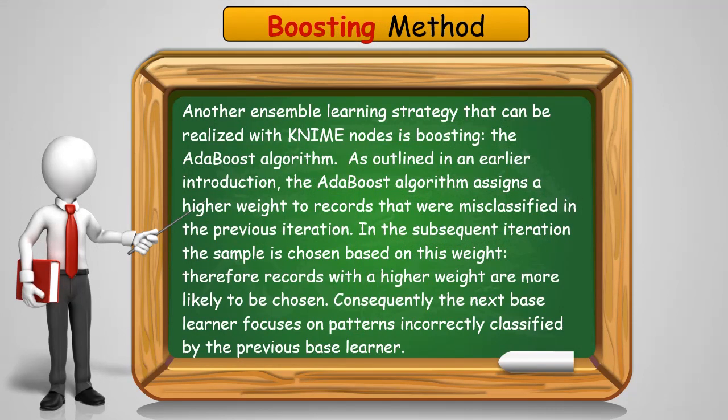Another ensemble learning strategy that can be used with Knime is boosting. The AdaBoost algorithm, as outlined in the earlier introduction, assigns a higher weight to records that were misclassified in previous iterations, and then in subsequent iterations, they're chosen based on that weight. Therefore, records with a higher weight are more likely to be chosen the second time through. So consequently, the next base learner focuses on patterns that were incorrectly identified the first time.